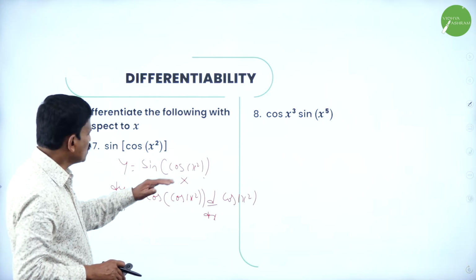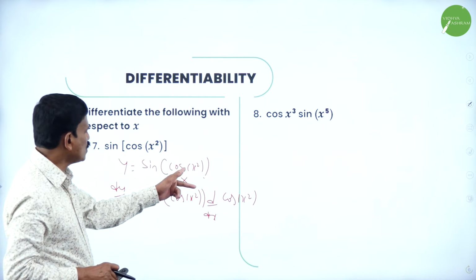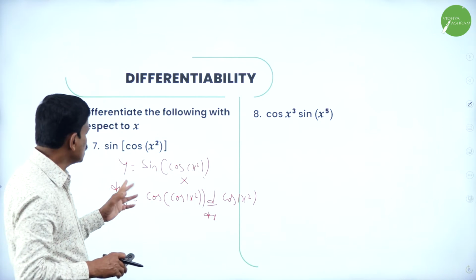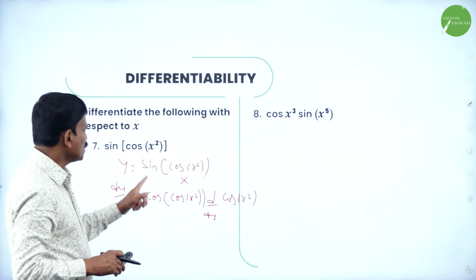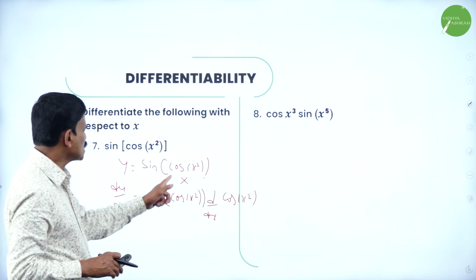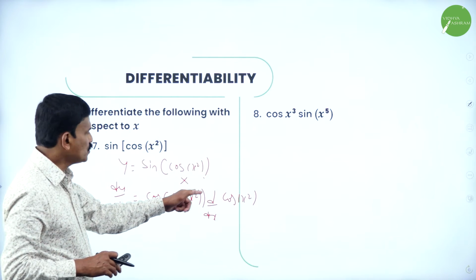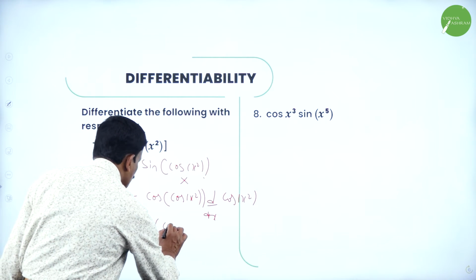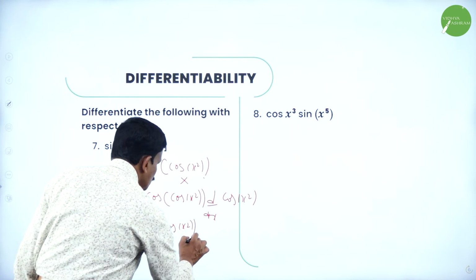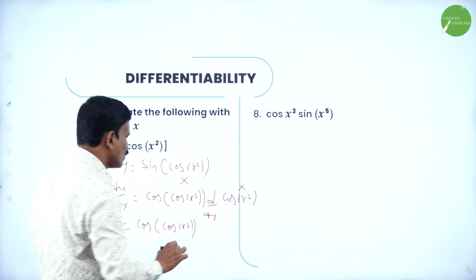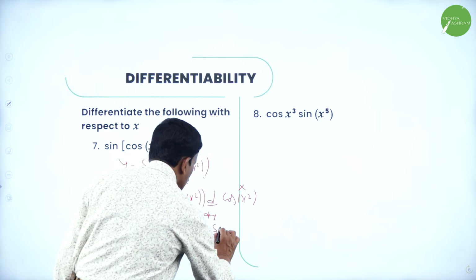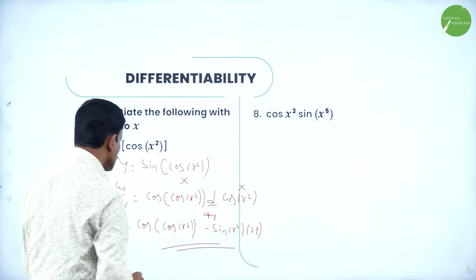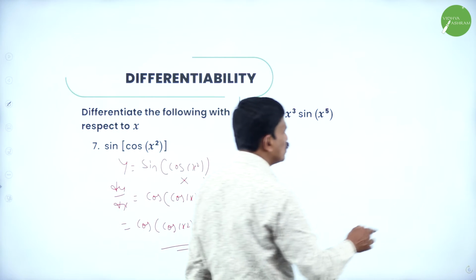Very simple. Otherwise you can consider let u is equal to cos x square, then it becomes sin u. Again differentiate u and substitute here. Or very simple, consider this as x. Differentiation of sin x is cos x. Instead of x we have cos of x square, into d by dx of cos x square. So this is also equal to cos of cos x square into, call it as x, differentiation of cos x is minus sin x, which is x square, into d by dx of x square, which is 2x. So that's it. Now let us come to the next problem.